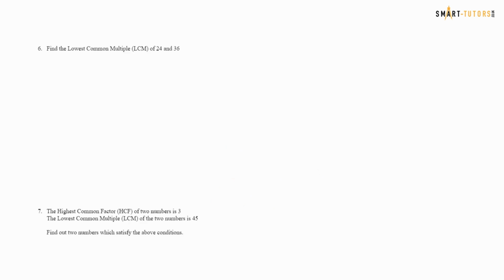Question number 6. Find the lowest common multiple for 24 and 36. For 24, I can write the prime factors 2 times 2 times 2 times 3. You can draw the factor tree, and 36 is going to be 2 times 2 times 3 times 3. So that is the factors for 36.